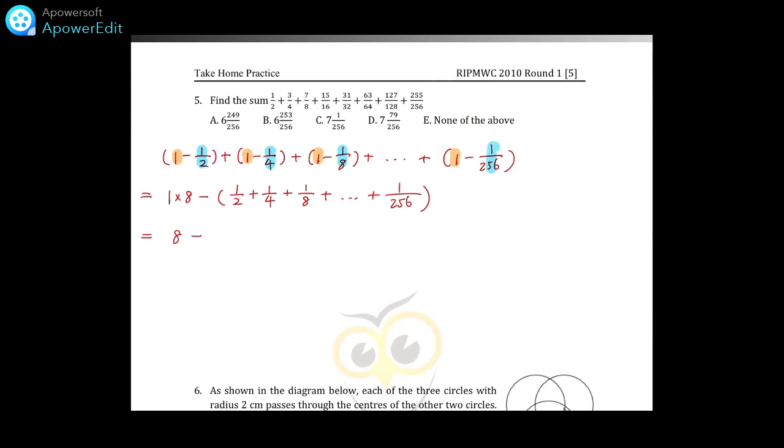Now, for the sum of these fractions, there's a pattern. If you do 1 over 2 plus 1 over 4, it's equal to 3 over 4. Then if you do 1 over 2 plus 1 over 4 plus 1 over 8, this equals 7 over 8. Right? So you see the numerator is always 1 less than the denominator. So if you add all the way to 1 over 256, you get 255 over 256. Right, so we get the final answer, 7 1 over 256. We choose option C.